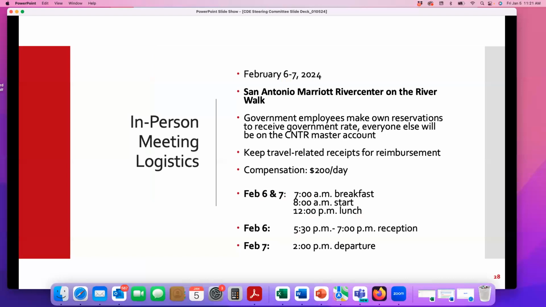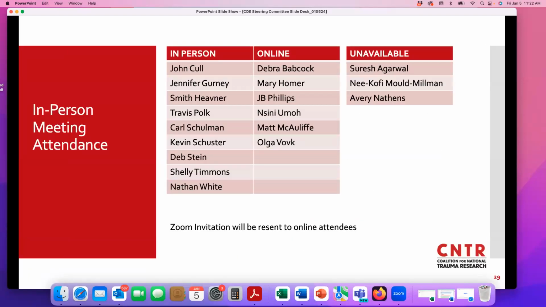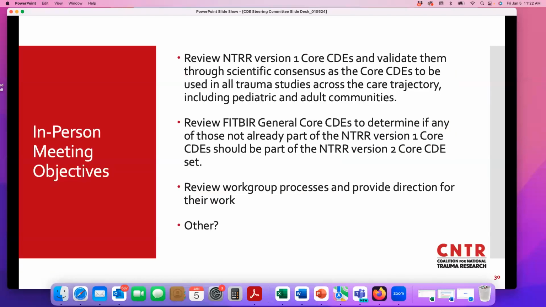All right. Further on in the agenda, we have the in-person meeting of this committee, in-person and virtual. Some are attending in that fashion. February 6th and 7th here in San Antonio. And these are the specifics as to where it's going to be located, travel, and a general timeline. These are the folks that will be attending in person and online. And these are general objectives for that meeting.